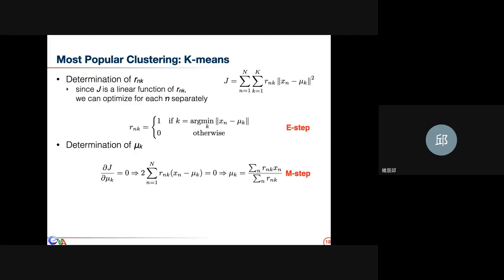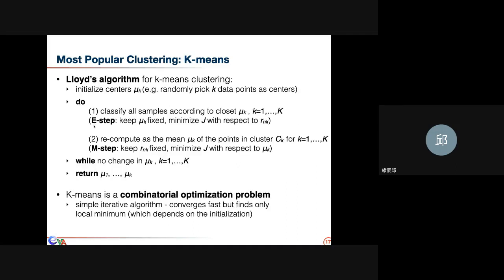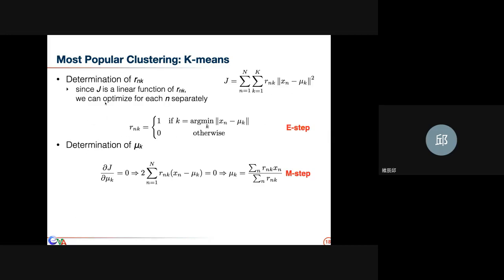And here I just want to explain why you end up with these two steps in k-means, right? As I said, in k-means there are two variables you need to estimate. One is the r_nk, the indicator variable, or we say the cluster assignment. Another one is the mu k, the cluster centers, right? And this J is your objective function.